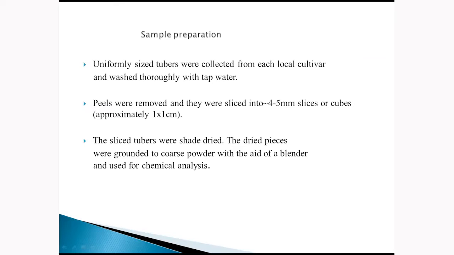For sample preparation, the tubers were first washed thoroughly with tap water, and then the peels were removed and they were sliced into about 4 to 5 millimeter slices or cubes, approximately 1 centimeter in size. The sliced tubers were shade dried, because you cannot dry them directly in the sun. The dried pieces were ground to a coarse or fine powder with the aid of a blender, and it is used for the chemical analysis.